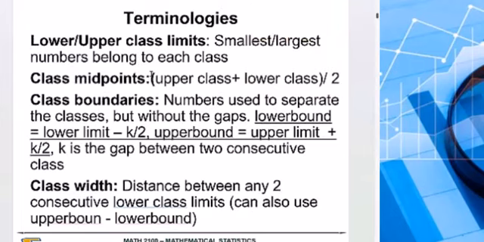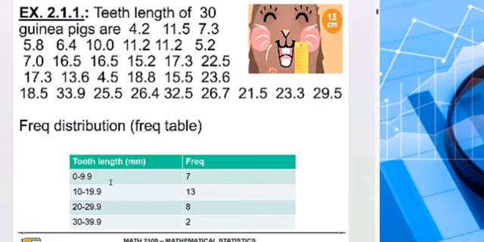The class midpoint, basically, we just use upper plus lower divided by 2. It's the number that represents the class. If I have to choose one number, a natural choice is to use the lower plus the upper divided by 2. So for this case, it's 4.95, you just use 0 plus 9.9 divided by 2. And the same thing here, it will be 14.95 and so on.